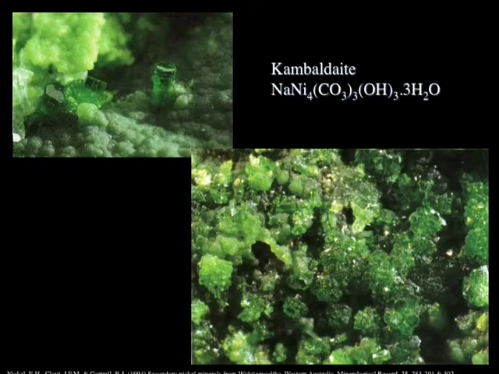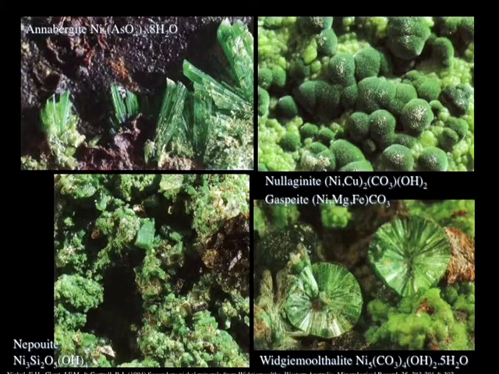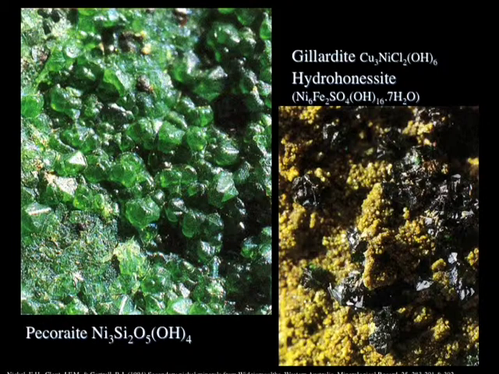Here we have some examples of cambalderite from the 132 North deposit. And so the little bright green cambalderite crystals in the top left are about 0.8 millimetres in length. And here are some examples of the other nickel minerals from the deposit: annabergite at the top left, nullarbonite, nepoite and Widgie-Multhalite. We have examples of perchlorite and gillardite on hydrohonessite.